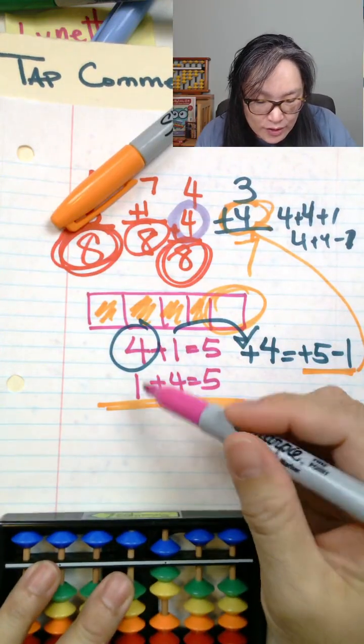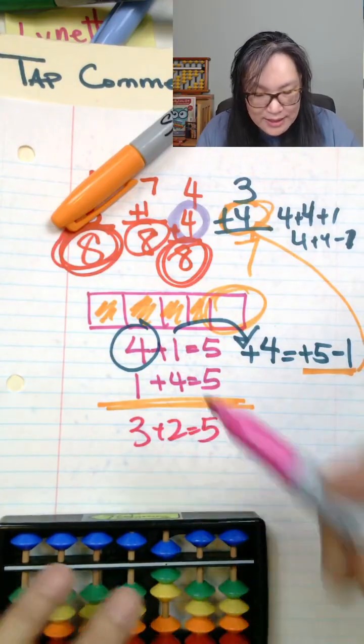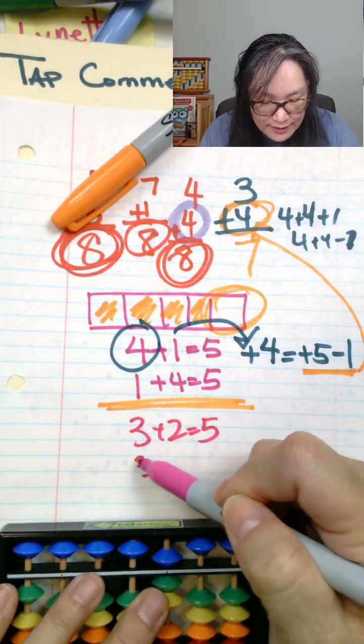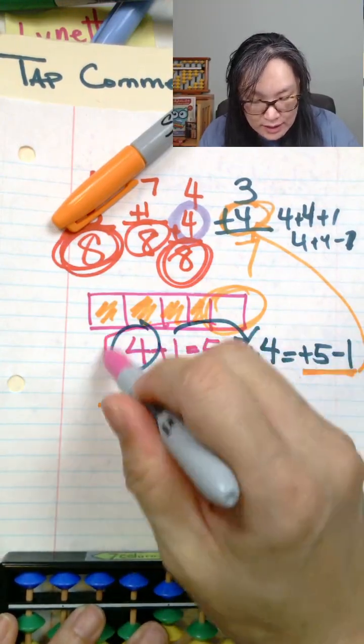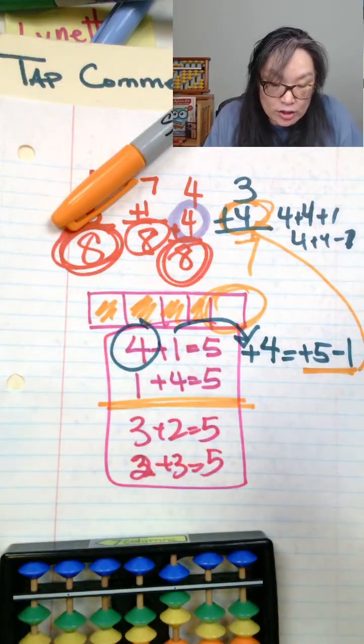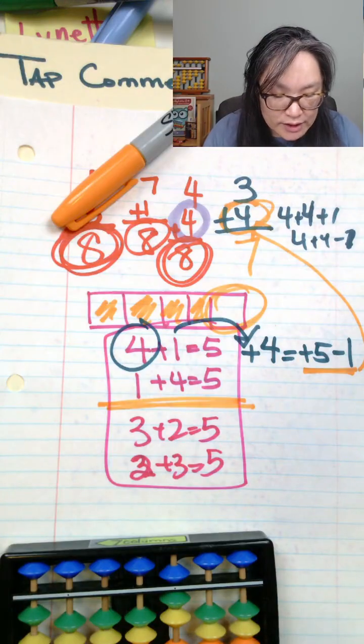Because what's another way? We know 3 plus 2 is equal to 5. So this is part of making 5. This 2 plus 3 is equal to 5. These right here, this is all you need to know. That's it. Well, there's another set of things you need to know. But we're going to continue on.